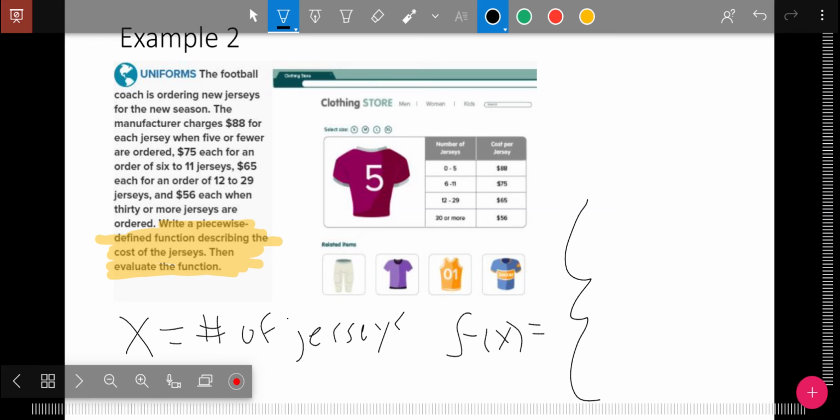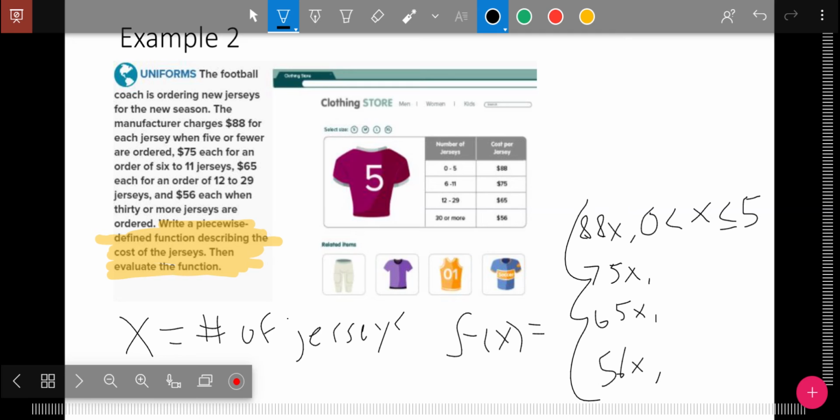And so I either have 88x or 75x or 65x or 56x. And now they all are going to be constrained. If I buy 1 jersey to 5 jerseys, now I can't buy half a jersey. I'm still going to write it from 0 to 5, and it includes 5, because I want to have more examples where I can buy like a 0.1 of something or a quarter pound of this or a half pound of that. And so I want to get used to writing it this way.